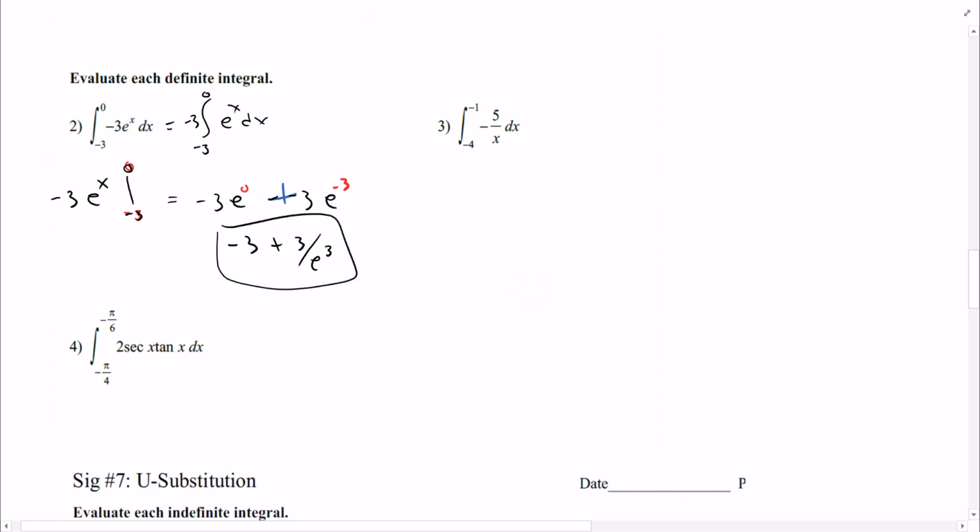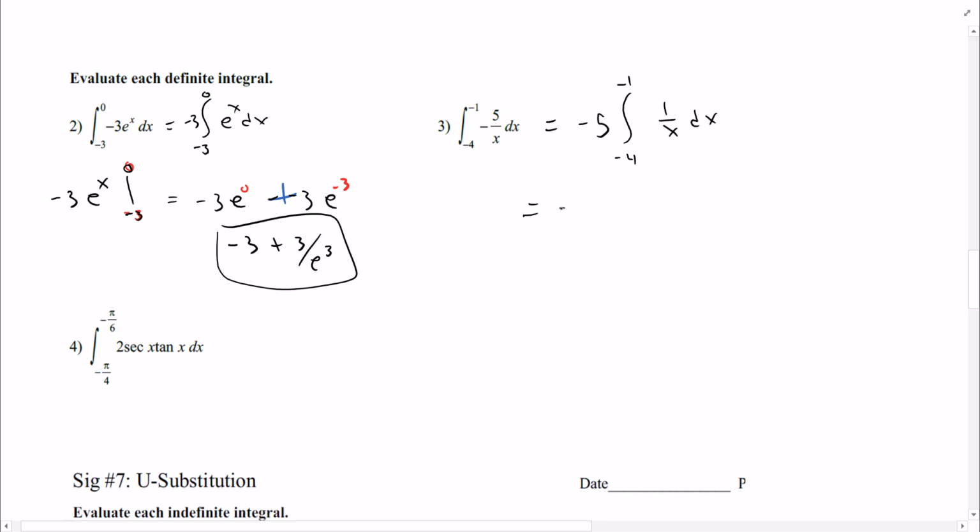You could find a common denominator and stuff, but that's pointless. We're not trying to learn that stuff. So next one, let's do this. If you can recognize that it looks like this, you're basically just factoring out the negative 5.